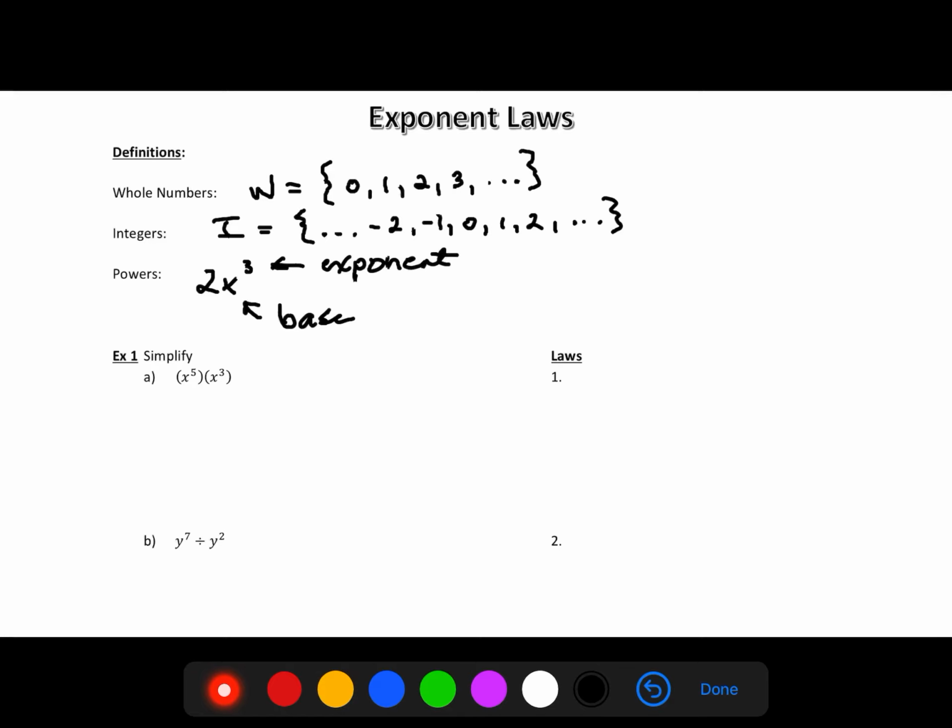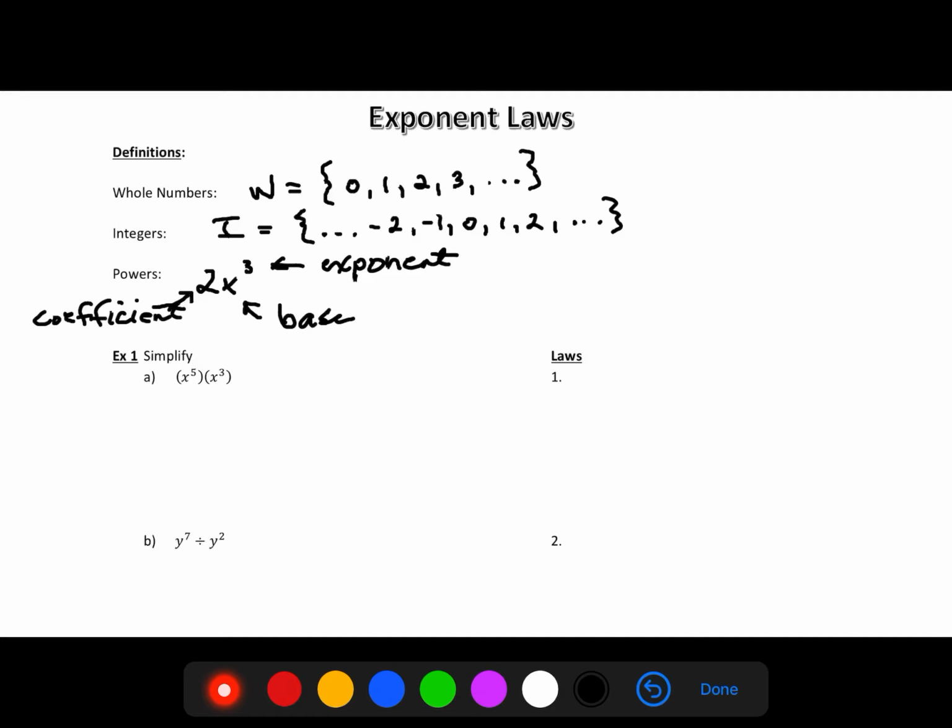So if we knew the value of x, we could multiply that 3 times to get our value. Our 2 out front is what we call our coefficient. And that is simply the number out front. So we have 2x cubed.